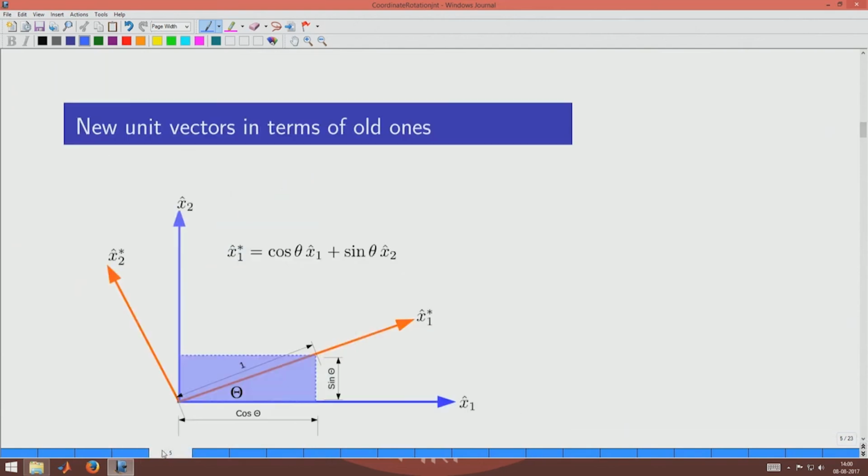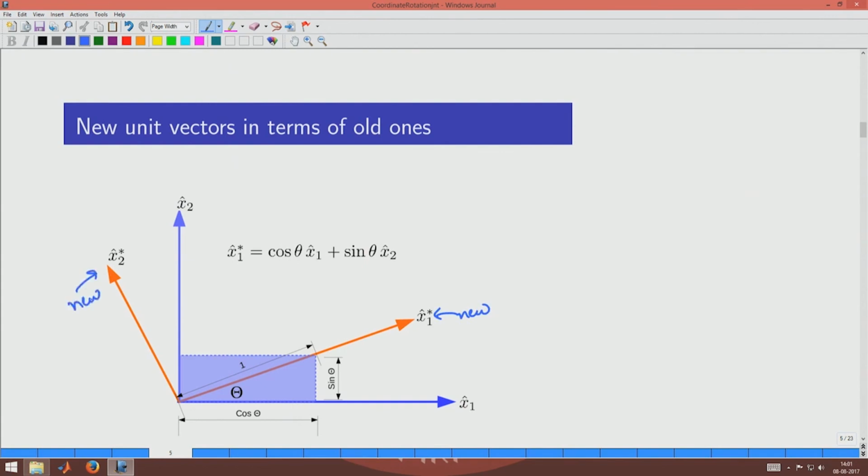What we do is basically draw a line of unit length about the unit vector which we want to express, and what we want to do first is write the new unit vectors in terms of the old ones. So, let us first write x1 in terms of the older coordinate system. x1 star is the new one. So, this is the new one.